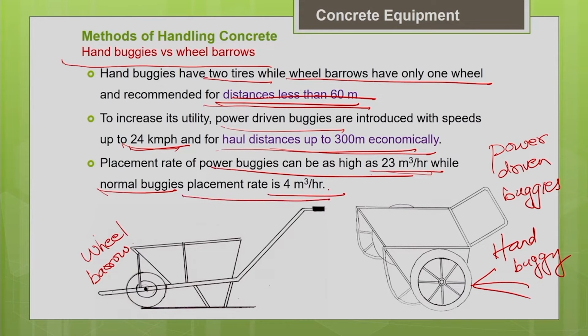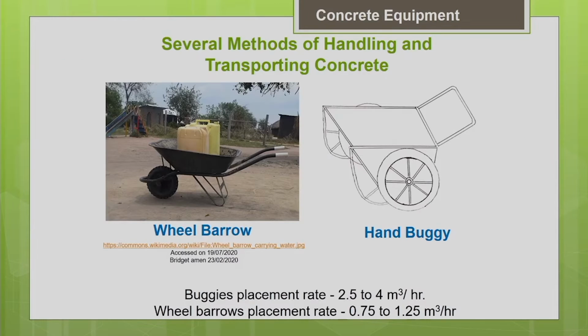This picture again shows you the comparison of your wheelbarrow, which has a single wheel, and the hand buggy with 2 wheels. So, you can compare the placement rate. Your buggy is giving you a placement rate of maximum 4 m3/h, but the wheelbarrow can give you a placement rate of maximum 1.25 m3/h only. So, the best thing, to have better productivity, is to go for power driven buggies, which can give you better speed and better placement rate.